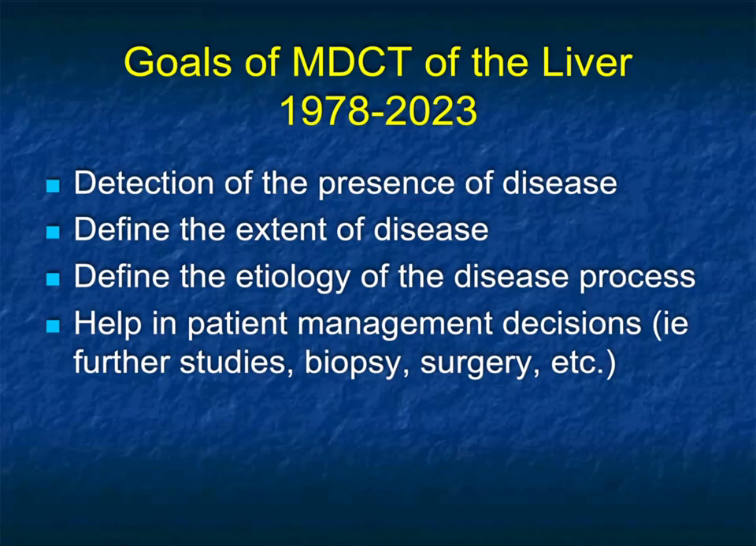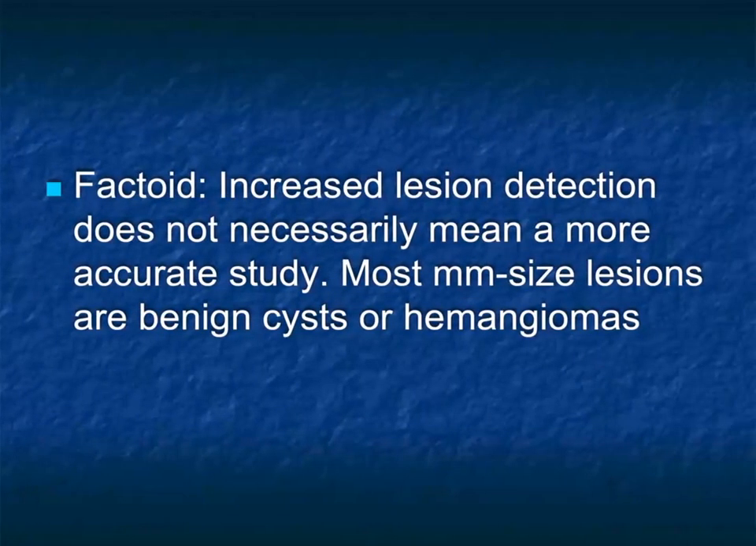Defining the extent of the disease process, and then looking based on the appearance of the etiology of the disease process, and thereby help with further decision making in patient management. Do we need a biopsy? Do we need a follow-up? Do we need an MR? Do we need surgery? What do we need to do? So CT really provides all of the information we need and does it in a very simple format.